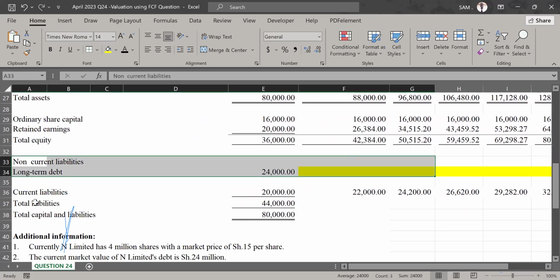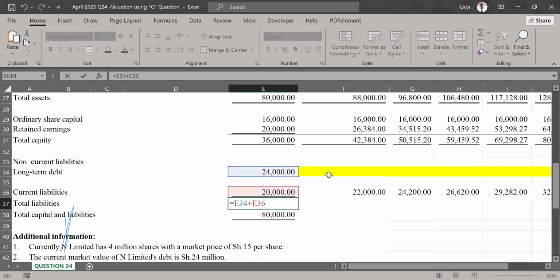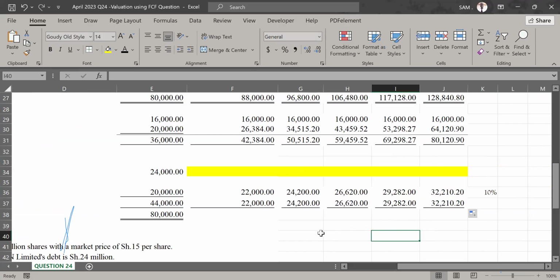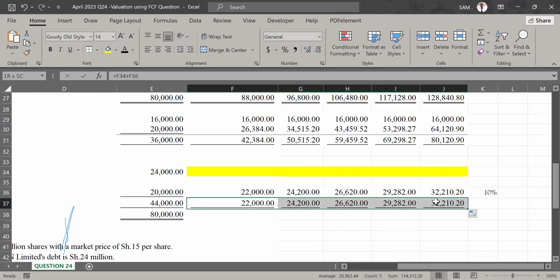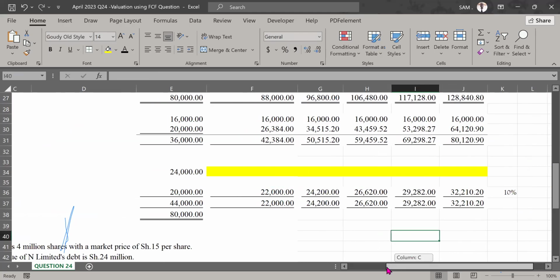I will come to total liabilities. Total liabilities, we know, is the long-term debt, that is the non-current, plus current liabilities. So that gives us total liability. Also that formula, I will just autofill it to the end like that. So once I do that, I think that now takes care of it well.